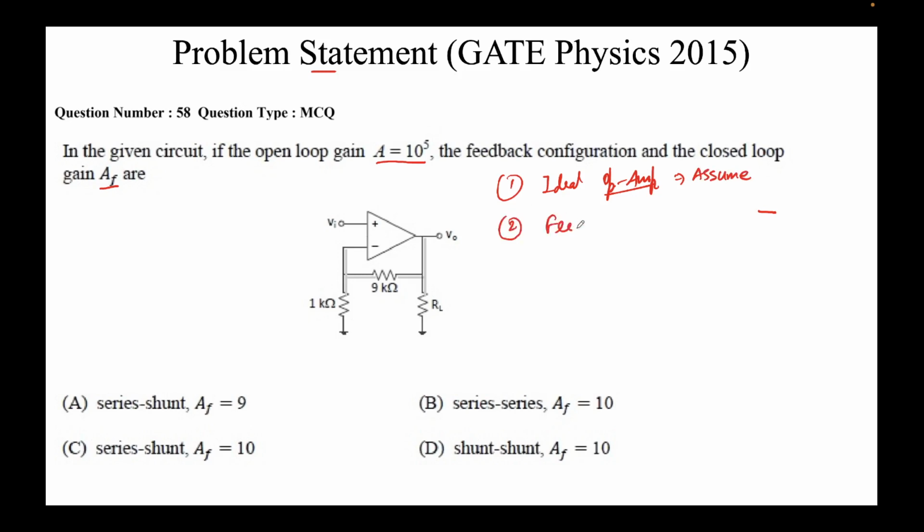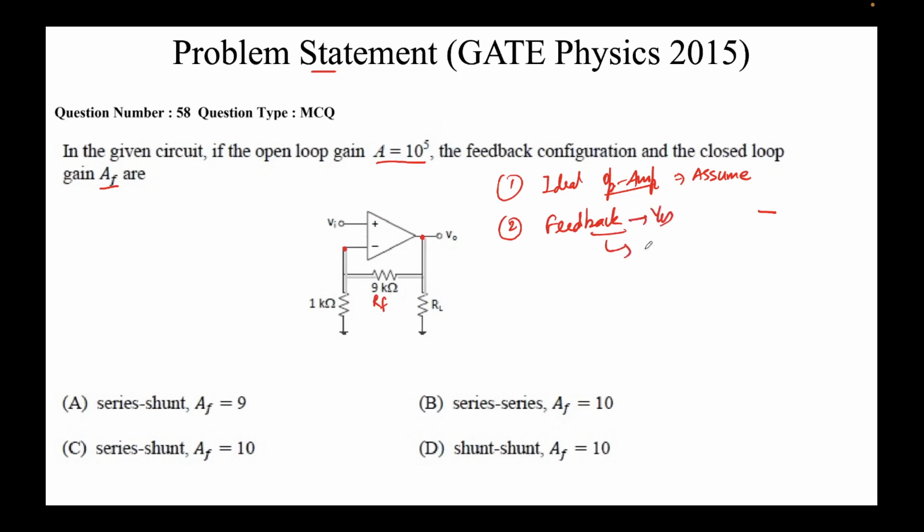Second, is there a feedback? Well, the question itself mentions its feedback configuration. So yes, there is a feedback, but we'll again verify. So this is the output node V0 and this is the inverting input. Now, this output node V0 is being fed to the input node through this resistor of 9K. We call this feedback resistor, we call it RF. So yes, there is a feedback.